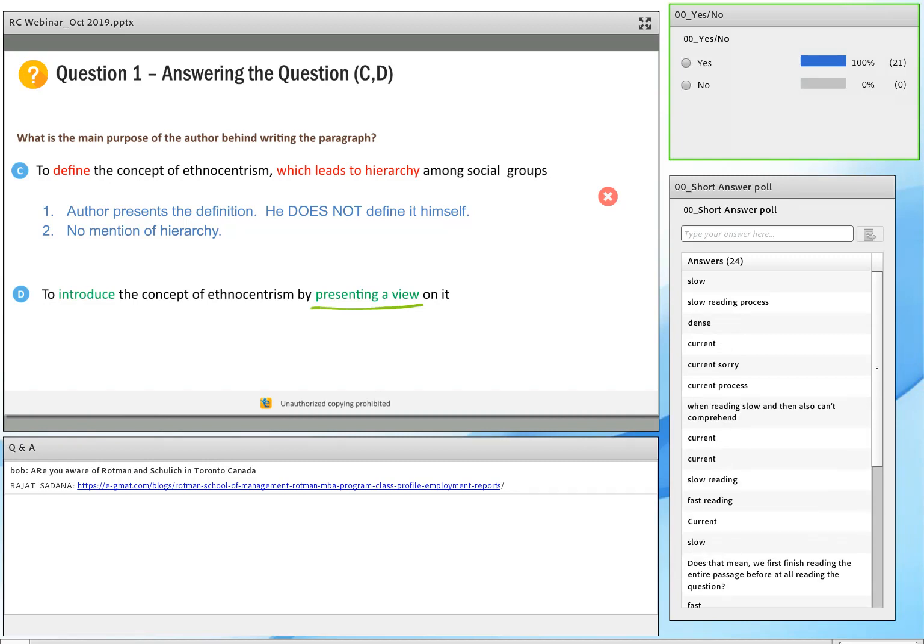So the process that we are talking about here is that you first finish reading the entire passage before you even read the question. Now, yes, a concern is, well, when reading slow and also can't comprehend, that's a different thing. As I said, I am going to address the timing part and how you will learn this. Once you have learned the process, which process will be more comfortable? It's really the slow reading process, because you have that level of confidence that you understand everything in the passage. Now you're taking that information from the passage to solve the questions.